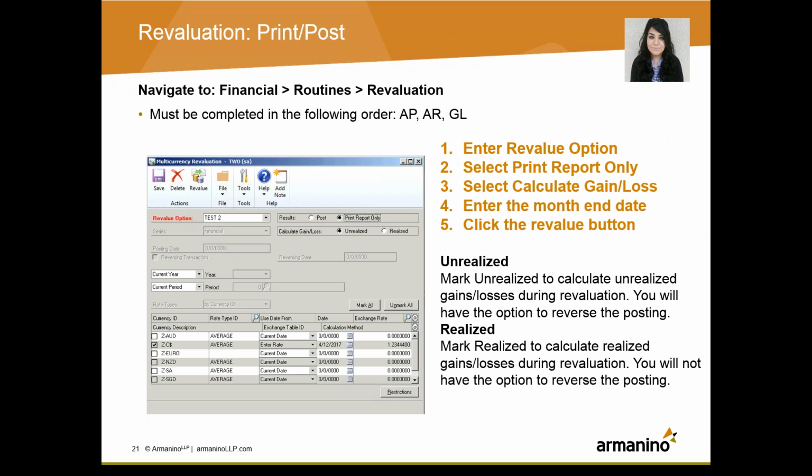Then you'll select calculate gain or loss for realized or unrealized. Once that's entered, then you will enter the month end date. Depending on what version of GP you're on, that month end date might default, but again, that totally depends on what version of GP you're on. Then you'll click on the revalue button. We do have the print report button selected, but you do have to click on the revalue button to print that report. And again, you're not posting because you have that selected.